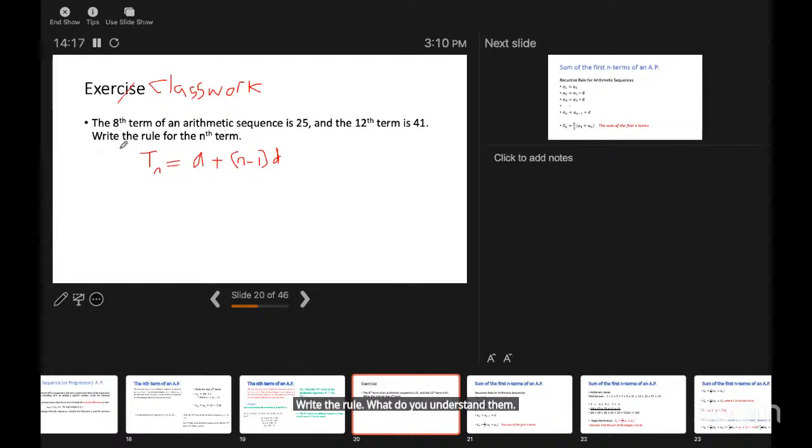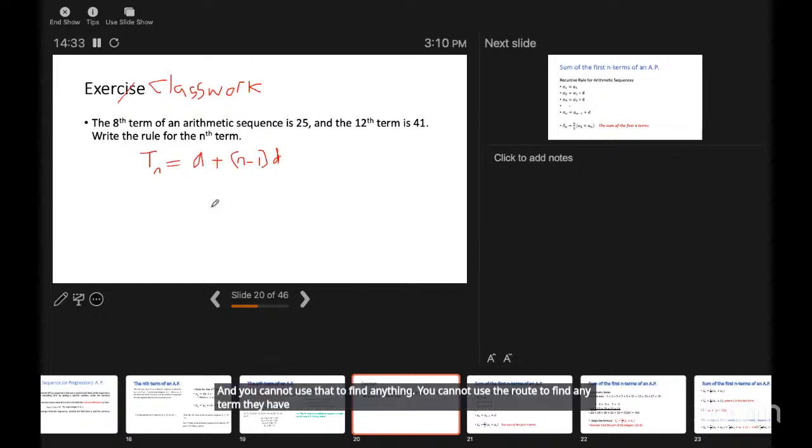The answer is 4n minus 7. That is the rule that you are asked to find. And you can use that rule to find any term they ask, whether the first term or the last term.